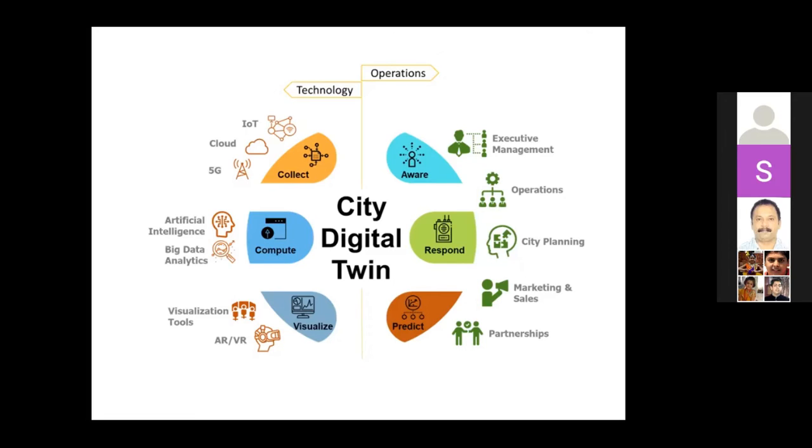You can see AR, VR is already being used, artificial intelligence, that is machine learning, deep learning, big data analytics, visualization, IoT, cloud, 5G, everything. On the right hand side it is OT, and on the left hand side it is IT. So it is nothing but a combination of OT and IT for development of smart systems. This slide is a classic example to exemplify that concept.